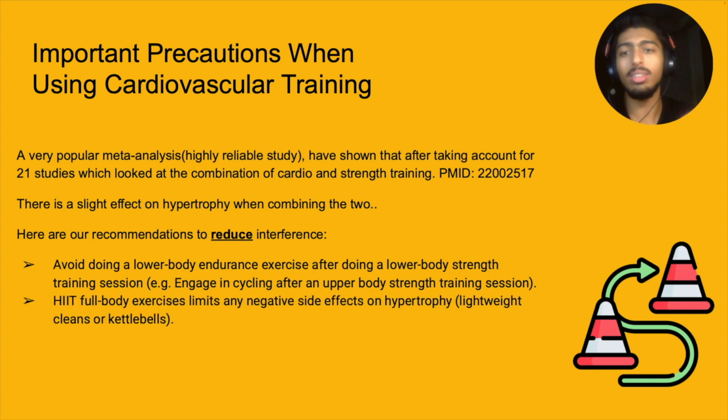Now, the next one is using HIIT full body exercises. And studies have shown that it limits any negative side effects on hypertrophy. So, what you can do is lightweight cleans or lightweight kettlebells. Doing them with very, very high reps is a great idea as a form of HIIT cardio.